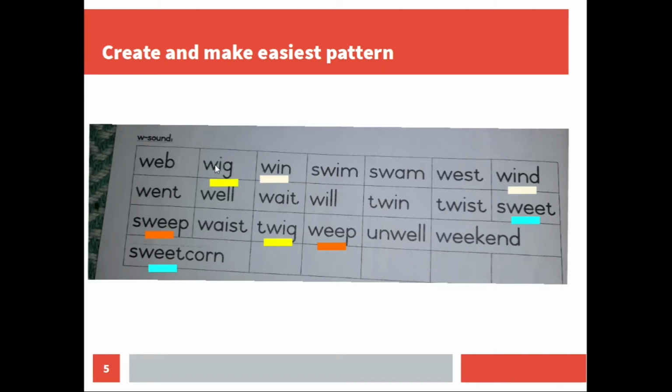In this case, there isn't any apparent pattern in the rows or the columns, but you can see there is some sort of pattern. Wig, twig. This makes it easier for the child when he must write it 2 or 3 times. Win, wind. Just let the child listen to it. Weep, sweep. So you then make a pattern from this.